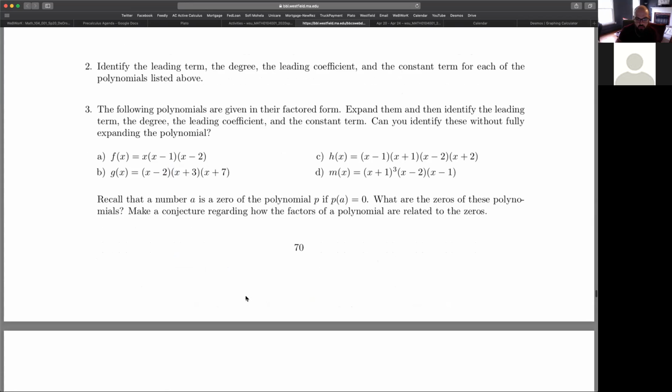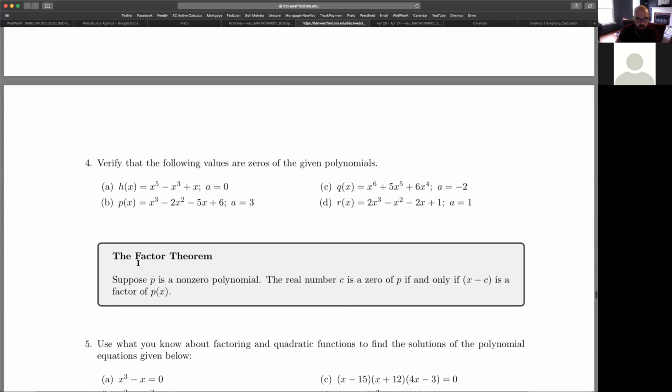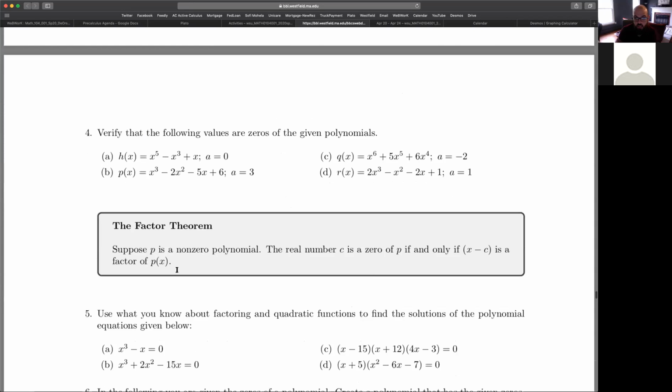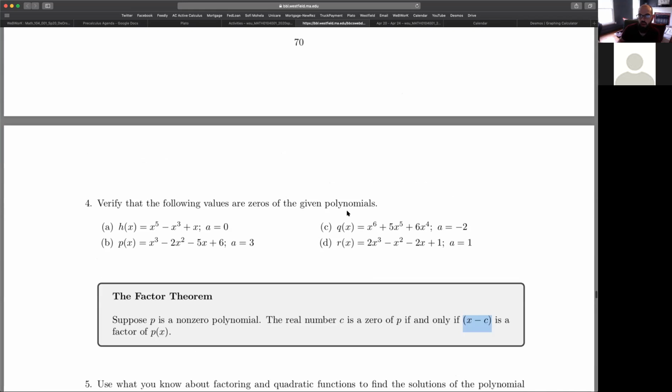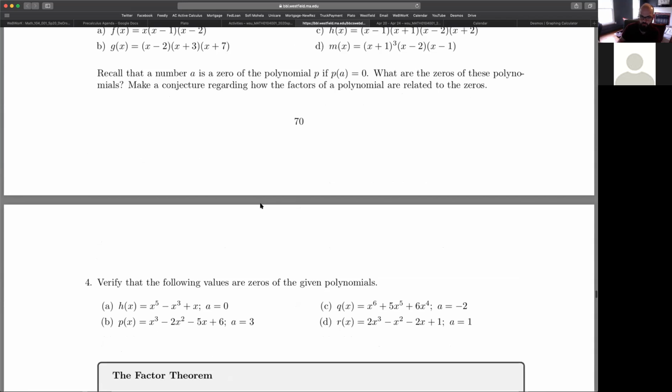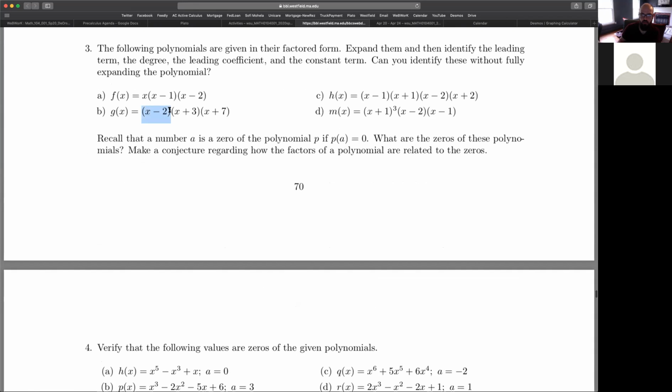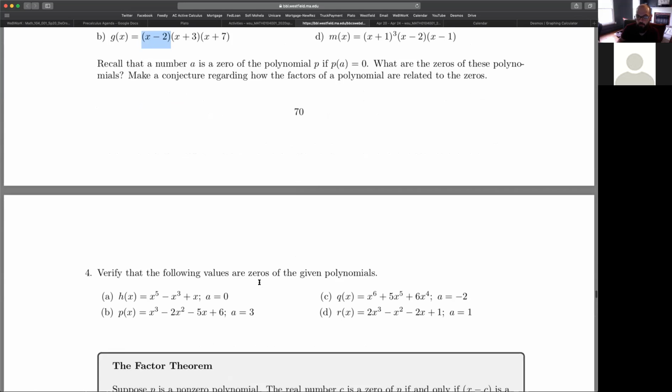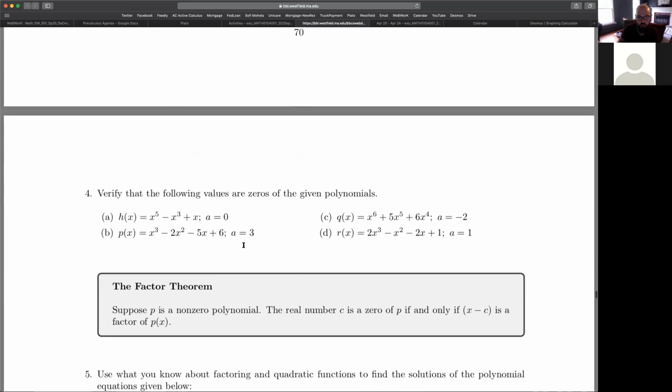So what this gives us is a nice theorem that we call the factor theorem. For any real number c, it doesn't matter what the number is, c produces a 0 in your polynomial if and only if you can factor an x minus c out of it. If you can identify a zero, we should be able to factor out the corresponding term. So if 2 is a zero, then we should be able to factor out an x minus 2.